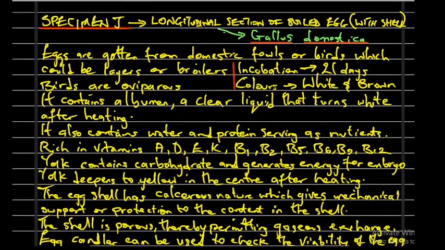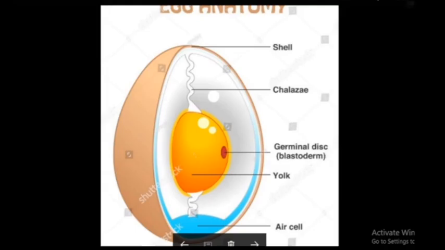And lastly, our Specimen J is a longitudinal section of boiled egg with its shell. And so we have talked about Specimen J while we talked about Specimen G, still talking about boiled egg. So everything we discuss under Specimen G is about the boiled egg. And so this is what the picture looks like, the longitudinal section of boiled egg.